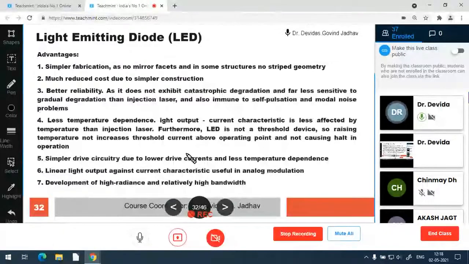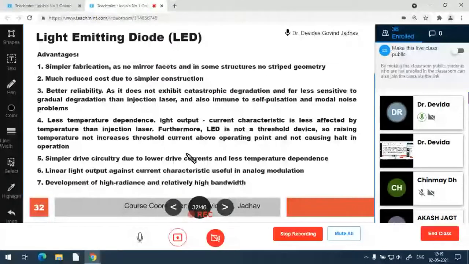Third is better reliability. It works without fail for a long time, as it does not exhibit catastrophic degradation. Catastrophic degradation, as we have just discussed, is due to high power operation, and LED does not require high power. Laser requires minimum threshold current and high power operation because laser action takes place after the threshold. So laser is always working at high power as compared to LED.